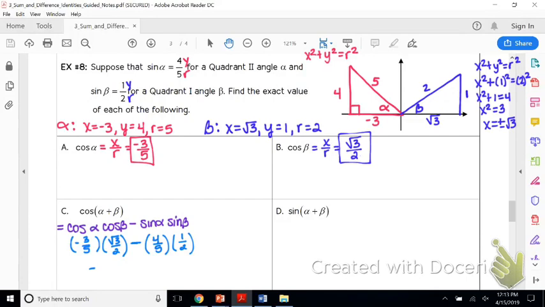Multiply straight across. So negative 3 square root of 3 over 10, minus, multiply straight across, 4 over 10. Combine your numerators. So negative 3 square root of 3 minus 4 over the common denominator of 10. You can't do anything else with that. So this is our simplified exact value.